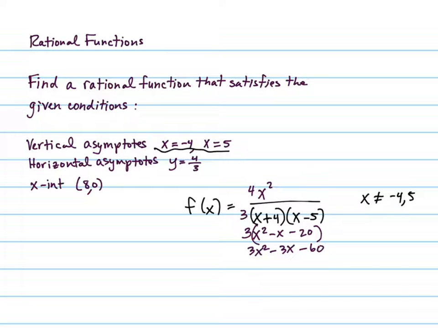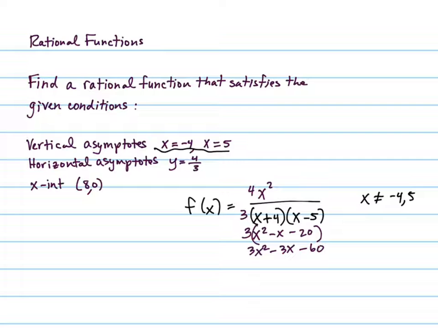In the numerator, again, our degree should be the same. Notice our degree is 2 in the denominator, it's 2 in the numerator, so we're balanced, and we have 4/3 as our coefficients of the leading terms. And so we do get y equals 4/3 for a horizontal asymptote.